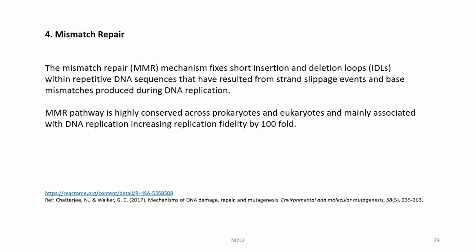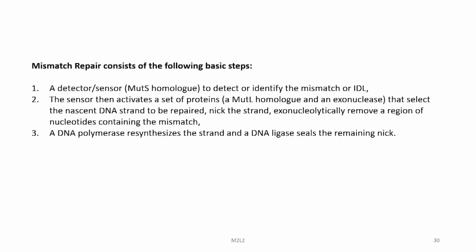Let us move to the next type of repair, which is known as mismatch repair. The mismatch repair mechanism fixes short insertion and deletion loops within repetitive DNA sequences that have resulted from strand slippage events, and base mismatches produced during DNA replication. The mismatch repair pathway is highly conserved in eukaryotes and prokaryotes and is mainly associated with DNA replication, increasing replication fidelity by around 100 fold.